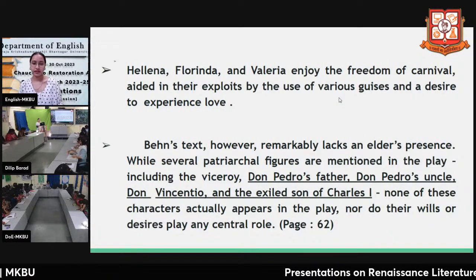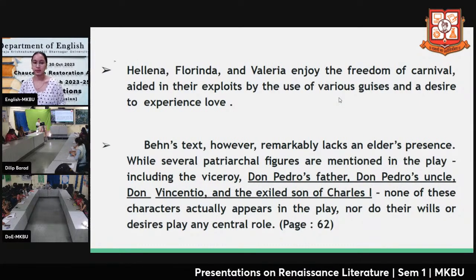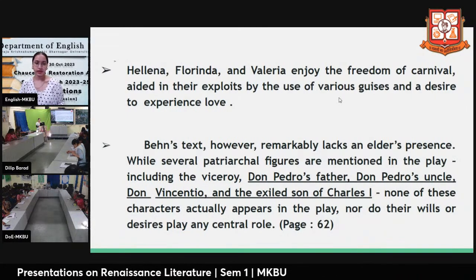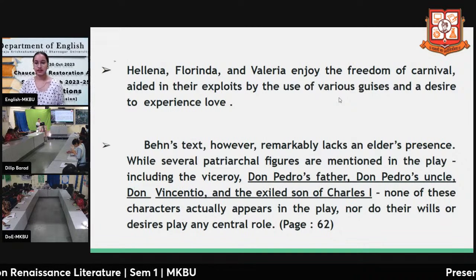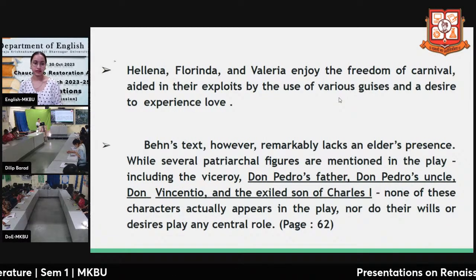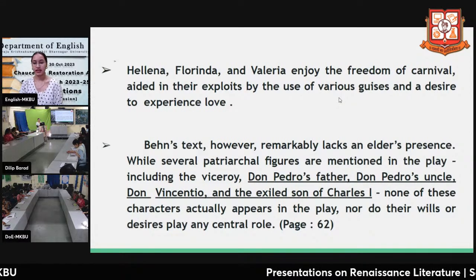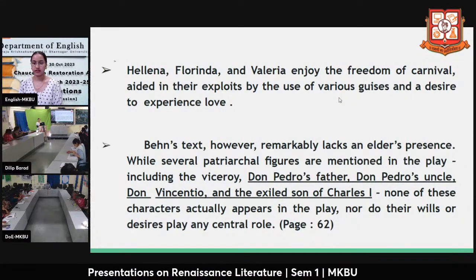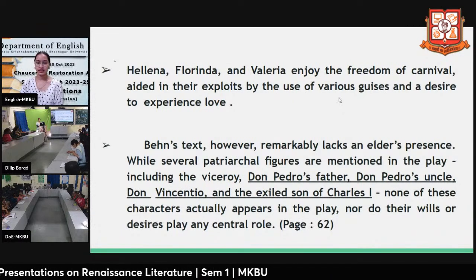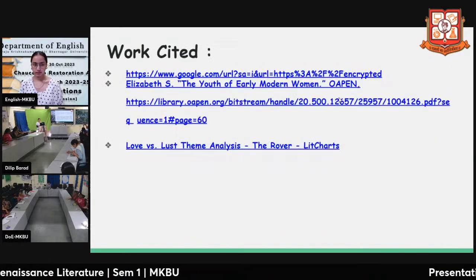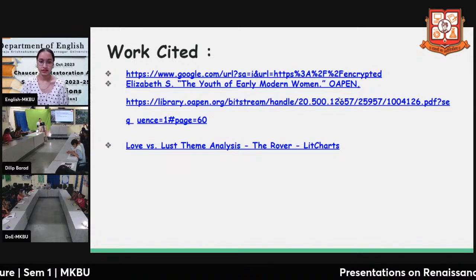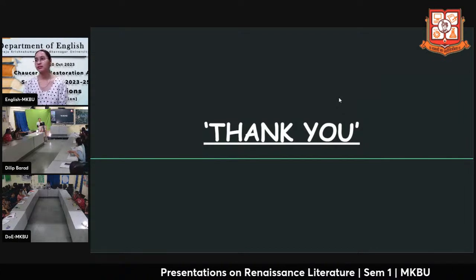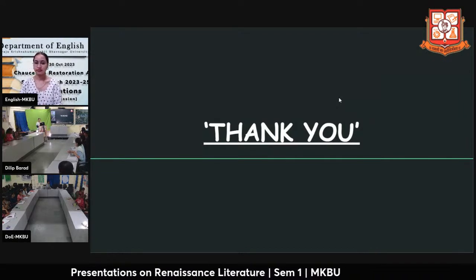Behn's text, however, remarkably lacks an elder's presence, while several patriarchal figures are mentioned in the play, including the Viceroy, Don Pedro's father, Don Pedro's uncle Don Vincentio, and the exiled son of Charles I. None of these characters actually appears in the play, nor do their wills or desires play any central role. These are my works cited. Thank you. If you have any questions, feel free to ask.